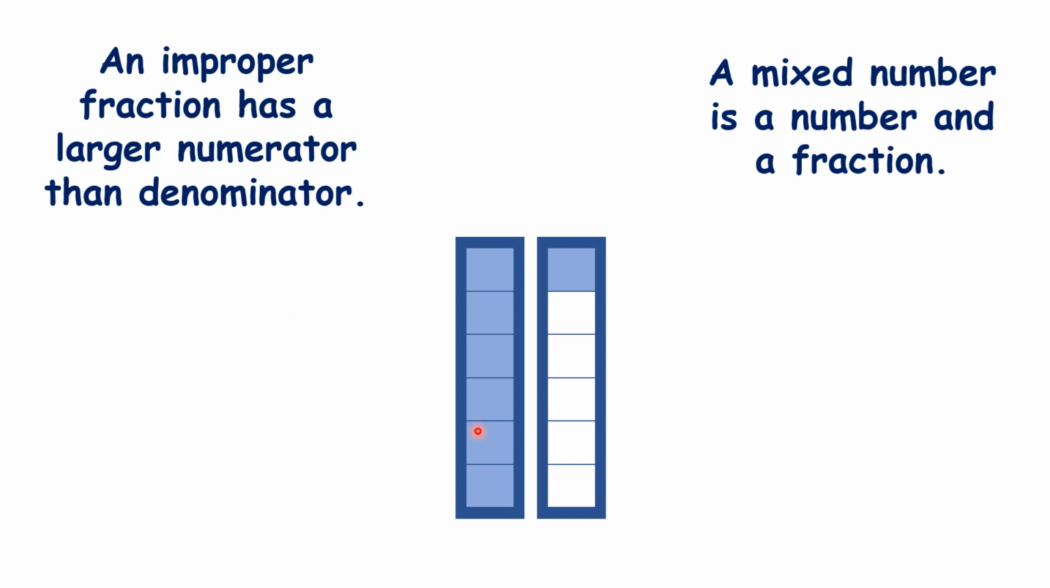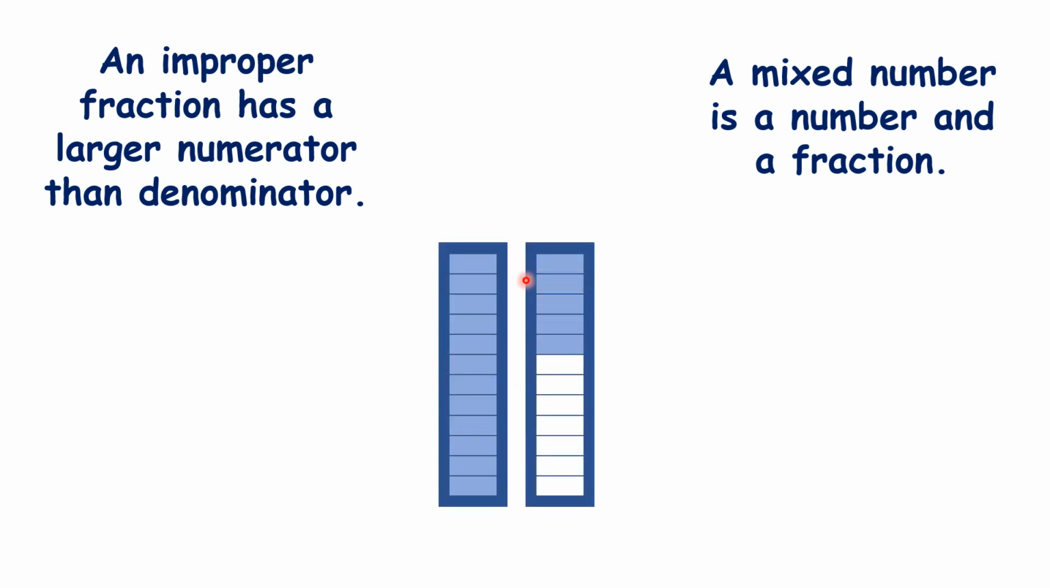So we can see that this rectangle has been divided into 6 pieces, but we have 7 pieces altogether. So as an improper fraction, we write 7 over 6. But we could also write this as a mixed number, which is a number and a fraction. So we could write 1 and 1/6 to show that we have one full rectangle and 1/6 of another one as well.